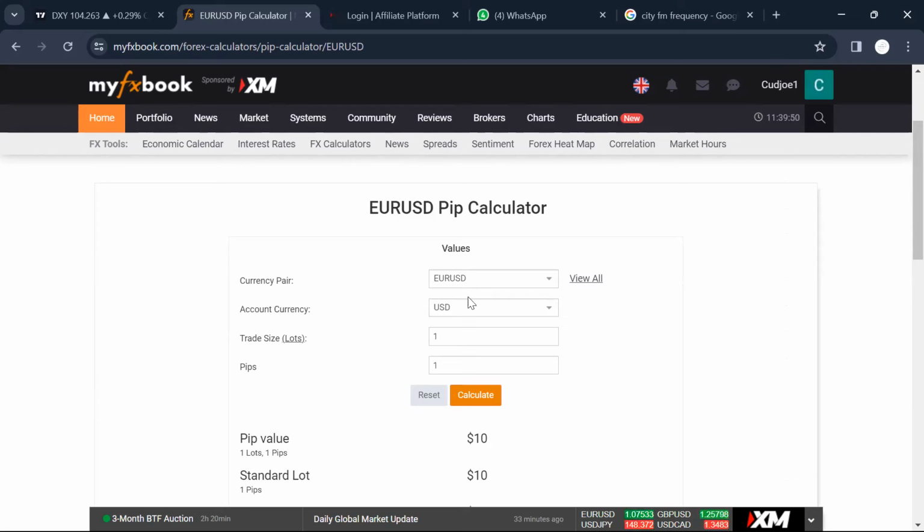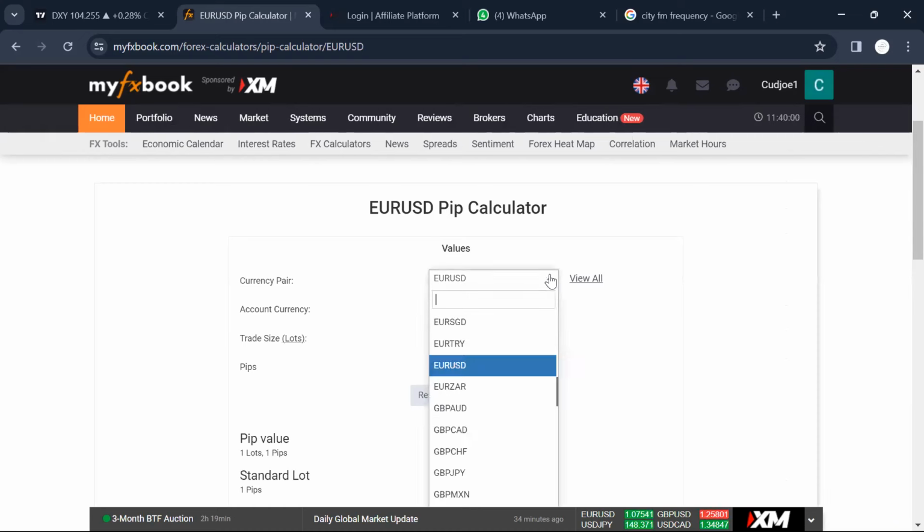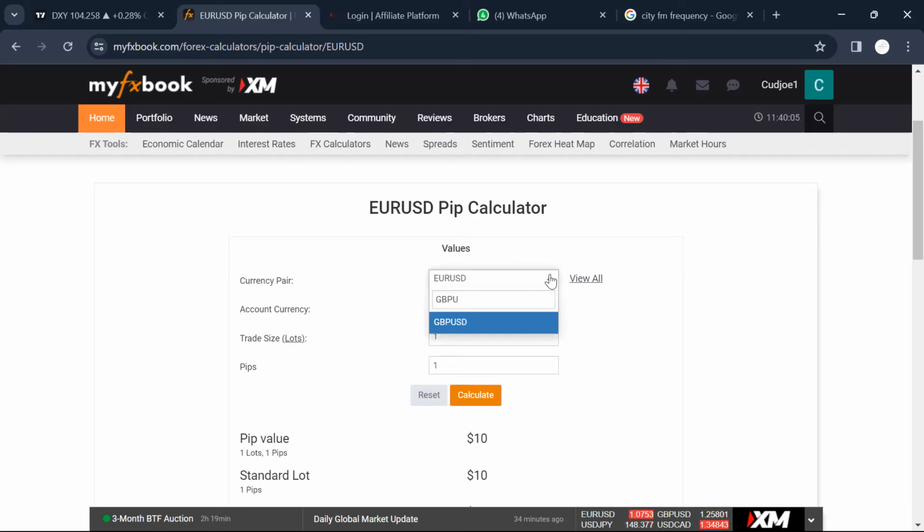Good. Now, we are supposed to choose a currency that we want to rate any amount on. So USD here. I can also type pounds, GBP USD. It's 30, what? 30 cents.